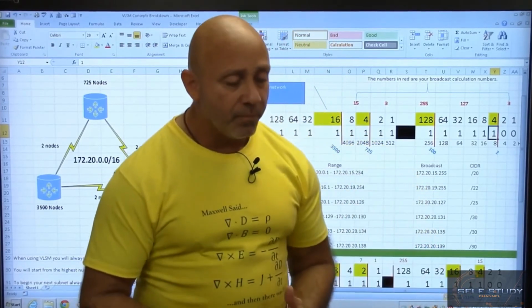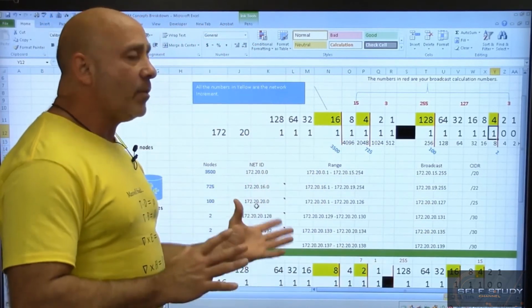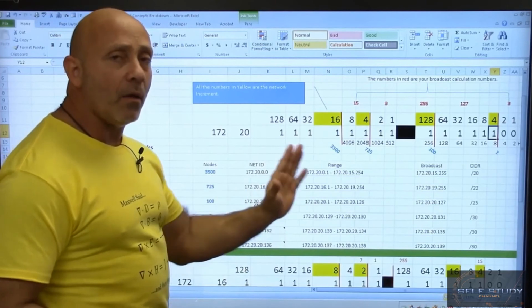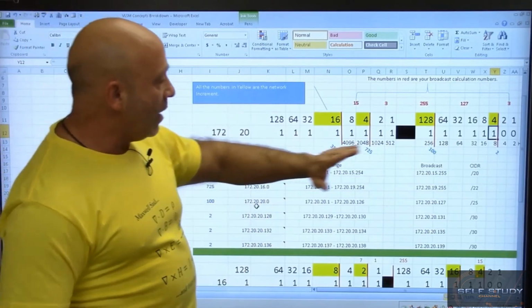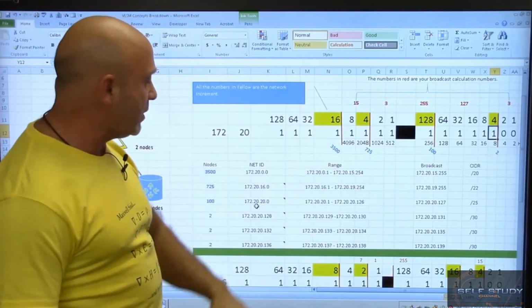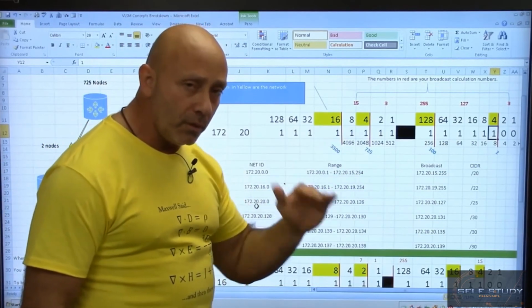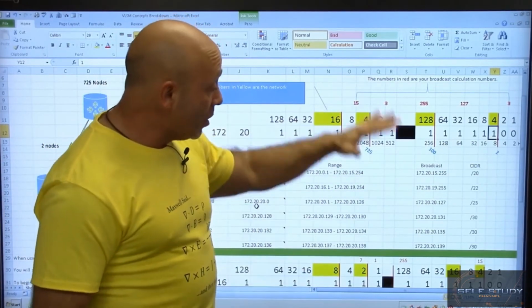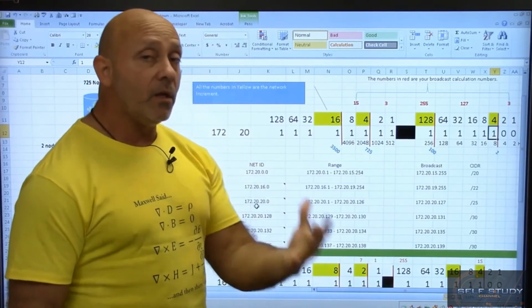So there you go. This is what VLSM is. You just have to keep track of where you're at. Remember, you have a starting point. You count for the number of hosts. You find your broadcast. What's in between? Next starting point. Same thing over and over again. Again, something like this is not what you're going to do in the exam. This is something you do to practice, to get used to doing it.